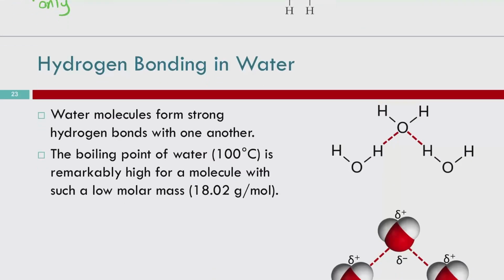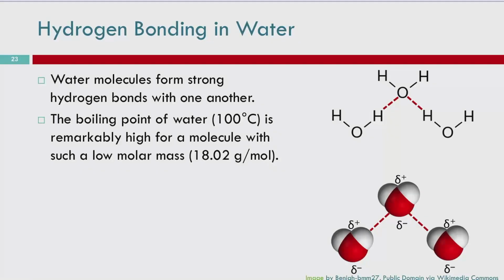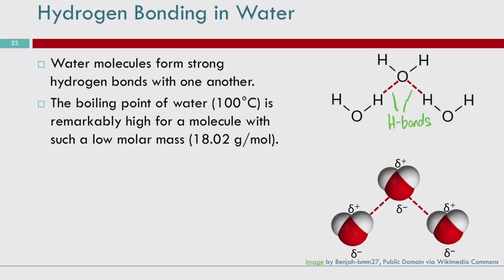Hydrogen bonding also occurs in water, so water molecules can form really strong hydrogen bonds with each other. Water is especially special because we've got oxygen bonded to 2 hydrogens, so that means we can do 2 instances of hydrogen bonding. And again, these are the hydrogen bonds, the dashed lines. So the boiling point of water being 100 degrees Celsius is really, really high for something that's so small. 18 grams per mole is really, really small. And it's because of these really strong, kind of all over the place hydrogen bonds.